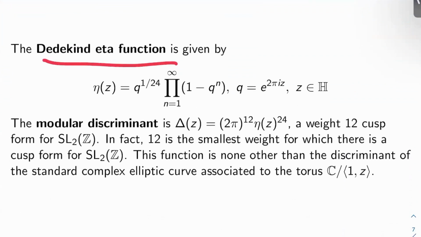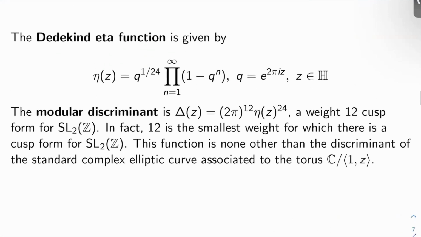Here's a kind of key example of a cusp form. The Dedekind eta function is given by eta(z) equals q^(1/24) times the product from n equals 1 to infinity of (1 minus q^n), where q is e^(2 pi i z) and z is in the upper half plane H. And then the modular discriminant is Delta(z), which is defined to be (2 pi)^12 times eta(z)^24. Now, this turns out to be a weight 12 cusp form for SL2(Z), so for the full group SL2(Z). In fact, 12 is the smallest weight for which there is a cusp form for all of SL2(Z).